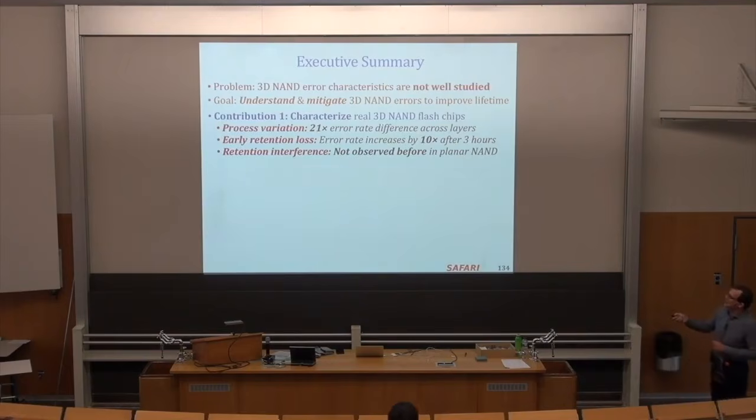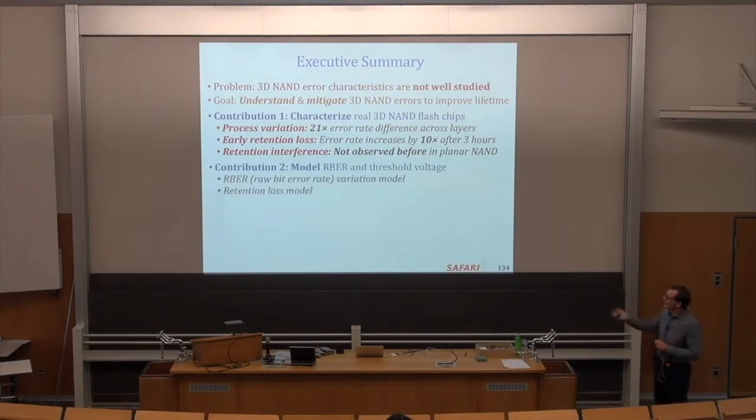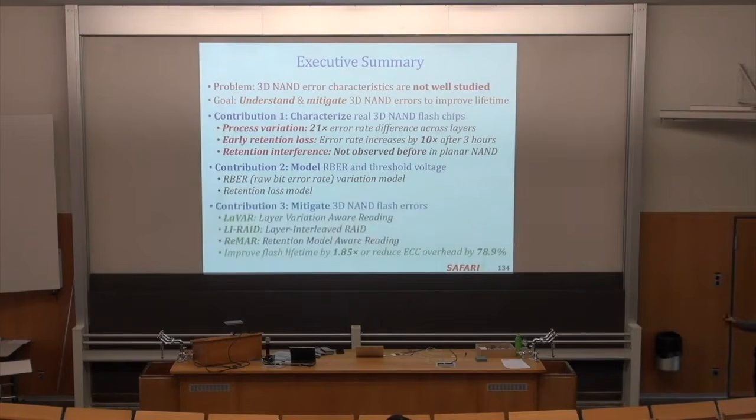And there's also retention interference, which I'm not going to cover much. It was not observed before in planar NAND. Basically, you have this retention loss interference problem that you can read about in the paper. If you know this, you can apply similar techniques. You can model the raw bit error rate and threshold voltage. So this paper develops a raw bit error rate variation model and a retention loss model for 3D NAND flash. But I'm not going to cover that in a lot of detail. The principles are relatively similar; it's a bit more complex in 3D.